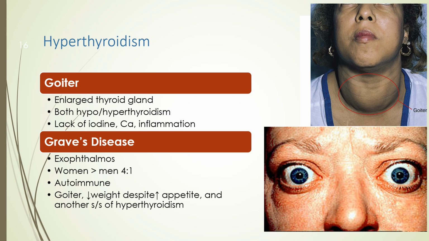A goiter is an enlarged thyroid gland and can occur in both hypothyroidism and hyperthyroidism. It can be a result of lack of iodine or calcium or inflammation of the thyroid itself. Graves' disease, as mentioned, is an autoimmune disorder affecting women more than men. Symptoms include a goiter, weight loss, and other symptoms like rapid heart rate, sweating, and tremors, as well as bulging eyes as seen in the bottom image.